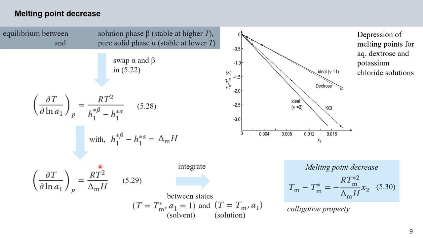So now we perform the integration between the states of a pure solvent again. So this is given by T equals Tm star and A1 equals 1, and the solution, so T equals Tm and A1 is some value.